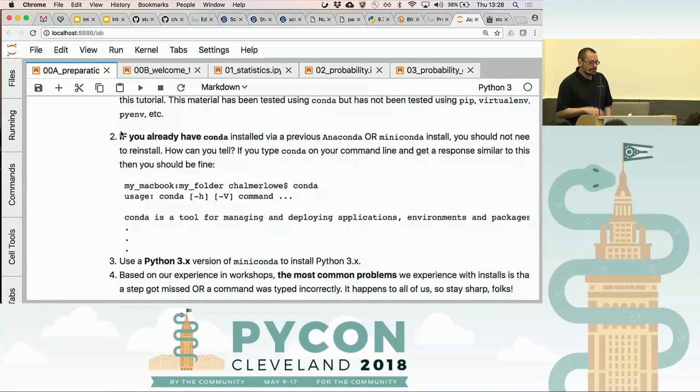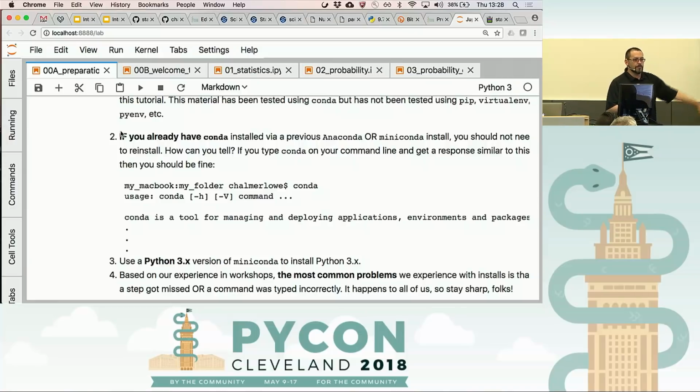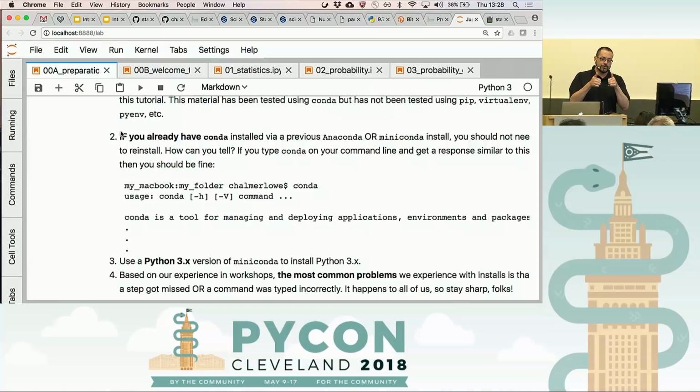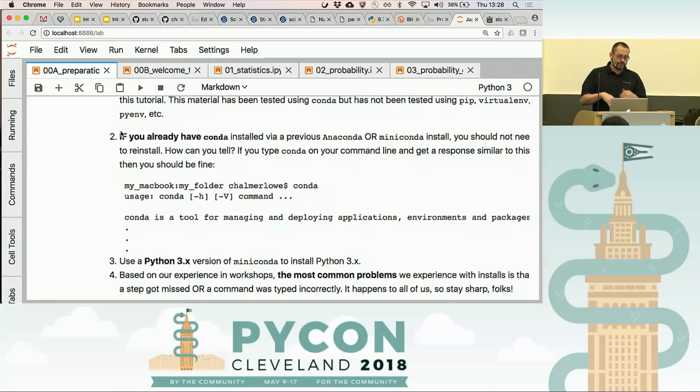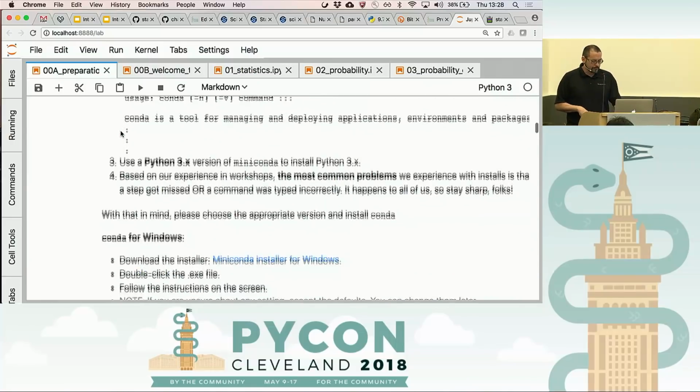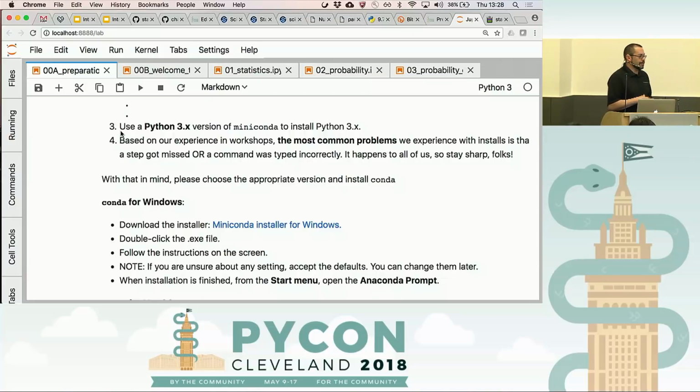If you already have Conda installed, you can test that by typing conda on the command line. And if you get something back that says usage: conda, you're good. If not, the instructions should walk you through it. For this course material, we're using Python version 3.x. When you say python=3 in one of the commands we'll do in a minute, it'll give you the latest version of Python.